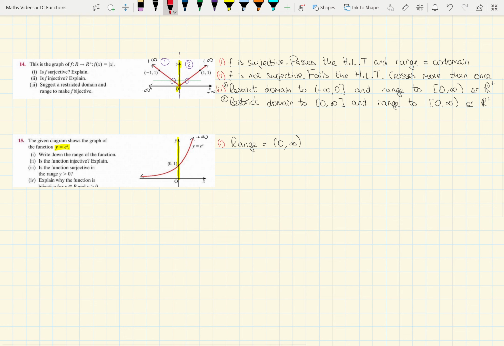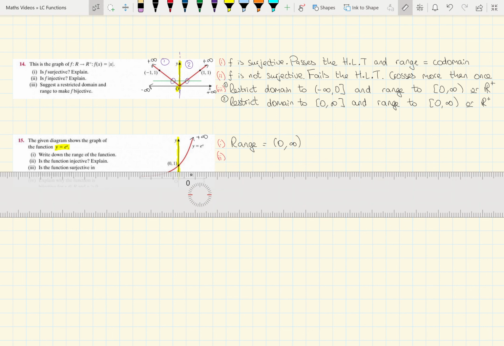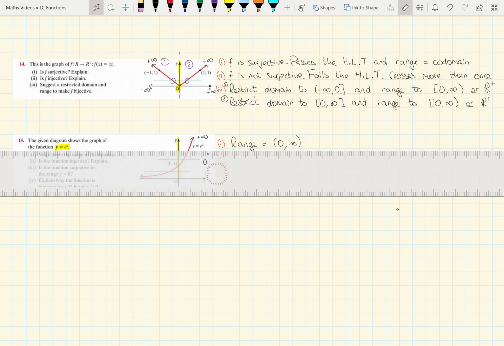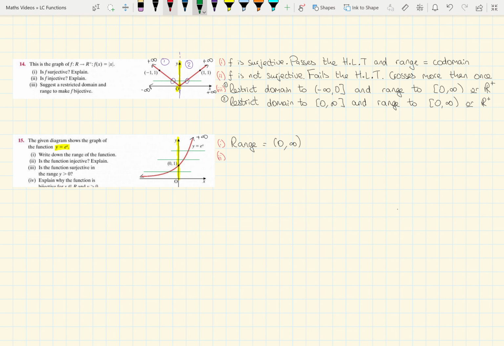That's part 1 answered. Part 2 asks if it's injective. We'll run the horizontal line test. We can run it a couple of times. We see it's going to be injective, as it passes the horizontal line test.